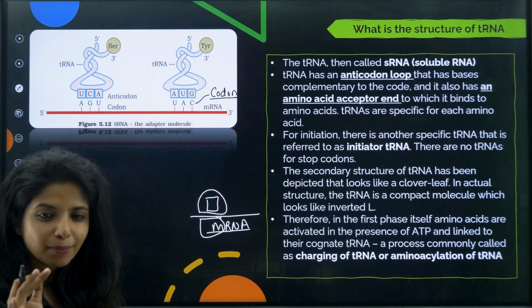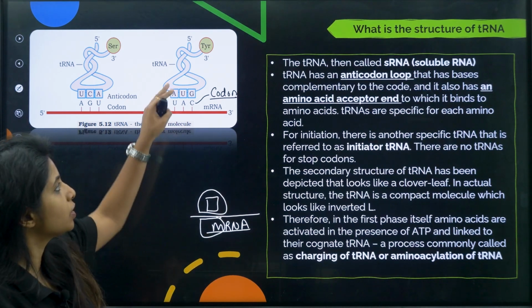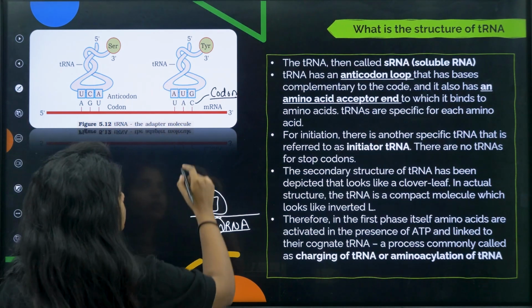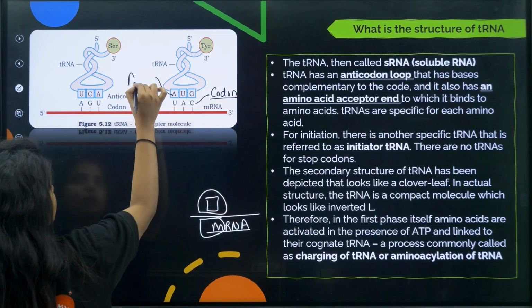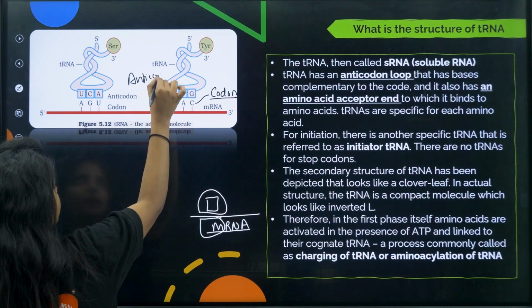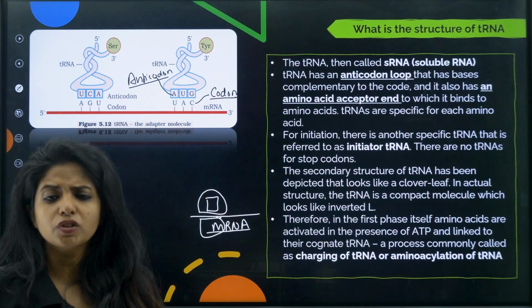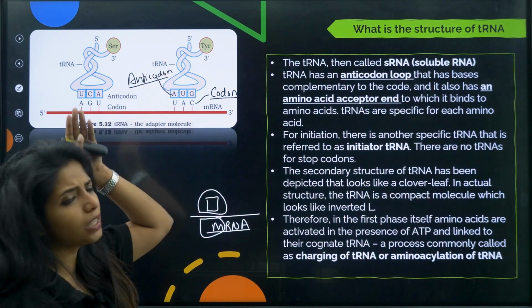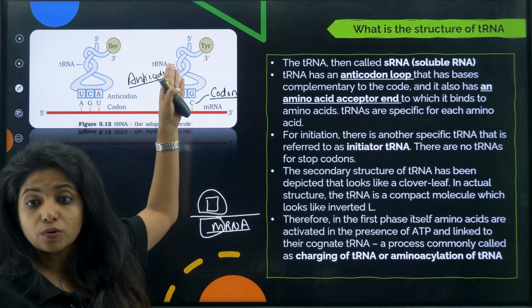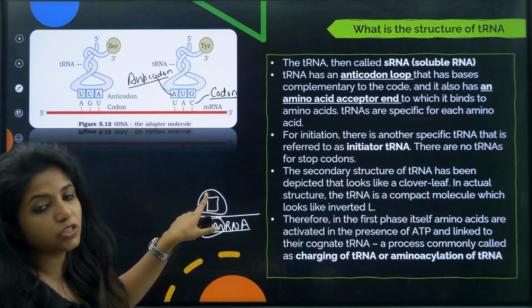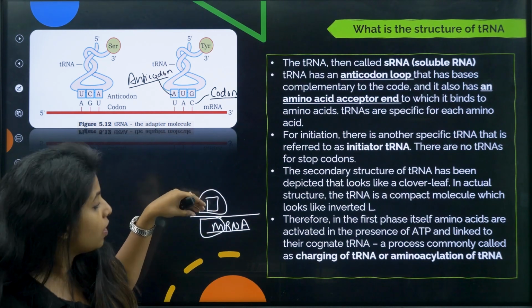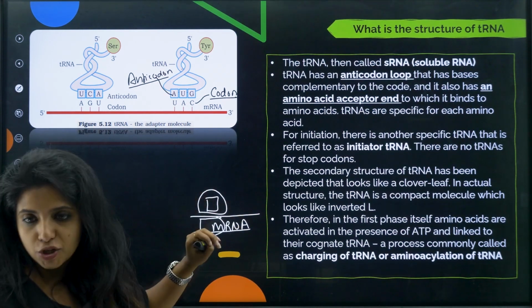Now something complementary to it comes and matches with it, and this will be known as the anticodon. So the anticodon comes and matches with it, but what's the use of this? And what is this structure which is bringing this anticodon? This structure that you see over here is the one that comes and binds on the ribosome, on the mRNA, and does the translation process.